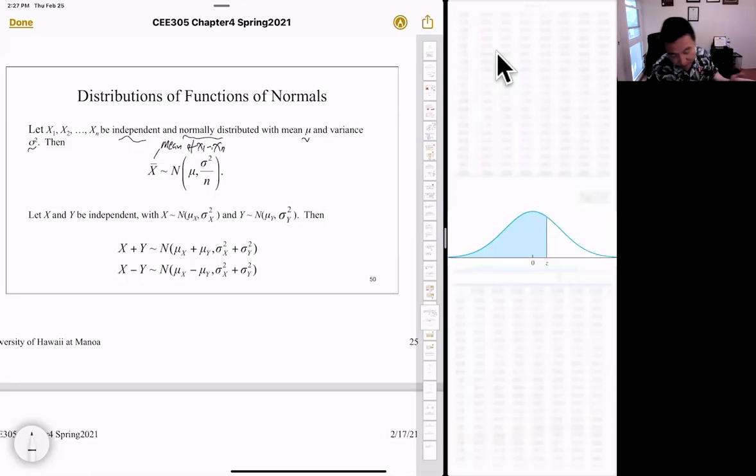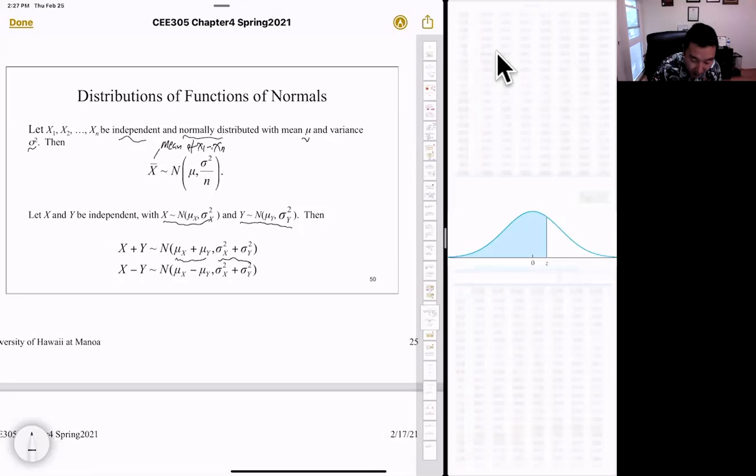The next one, we have two normally distributed variables, x and y. They follow different parameters, but both are normal distributions. x follows N(mu x, sigma x squared). y follows N(mu y, sigma y squared). Then pay attention to this. x plus y follows another normal distribution. mu x plus mu y is the new mu. Sigma x squared plus sigma y squared is the new variance.